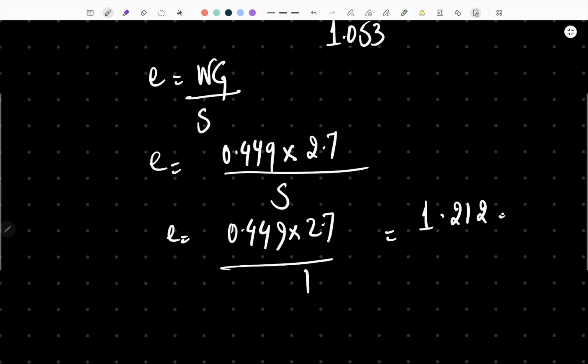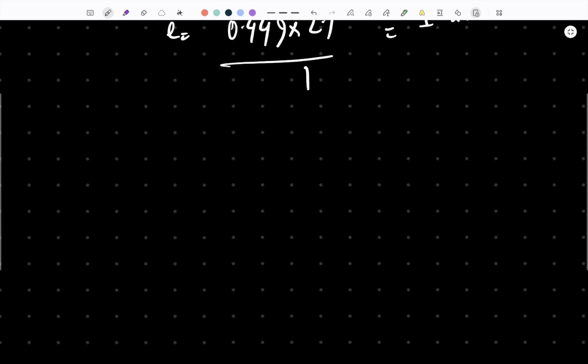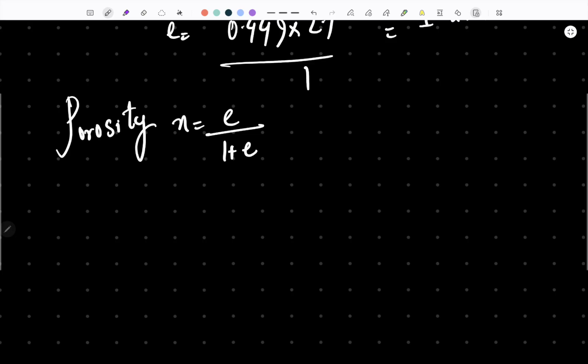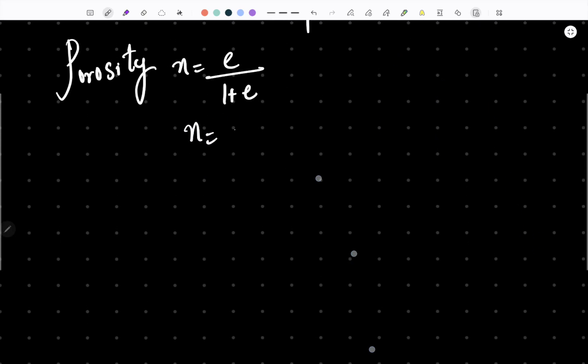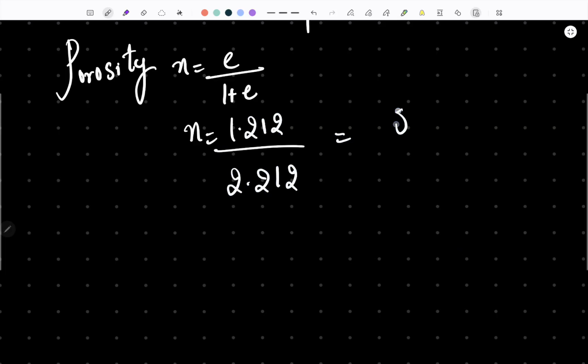All right. So we have calculated water content. We have calculated void ratio. Next two things that need to be found are the porosity and total density. So porosity. When we know the void ratio, we can very easily find the porosity. Porosity is equal to E divided by 1 plus E. E is 1.212, so it's 1.212 divided by 2.212. By calculations, it is 54.79%.